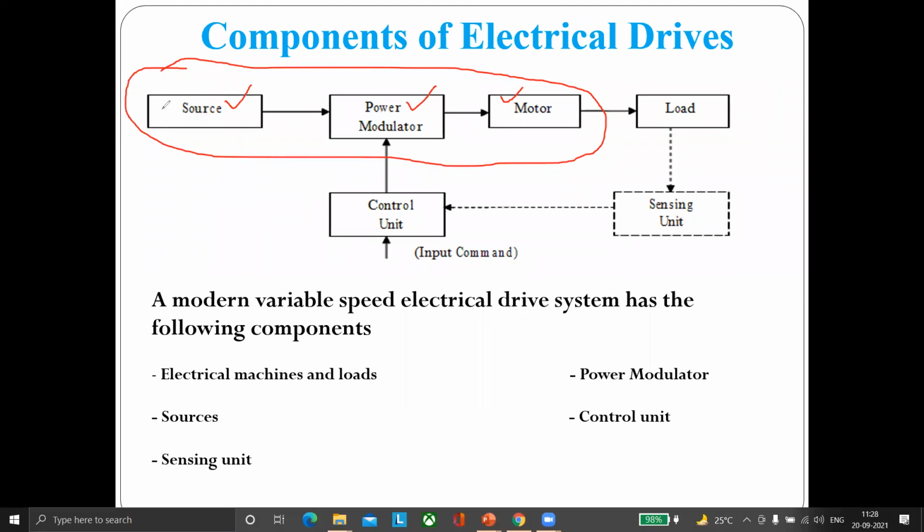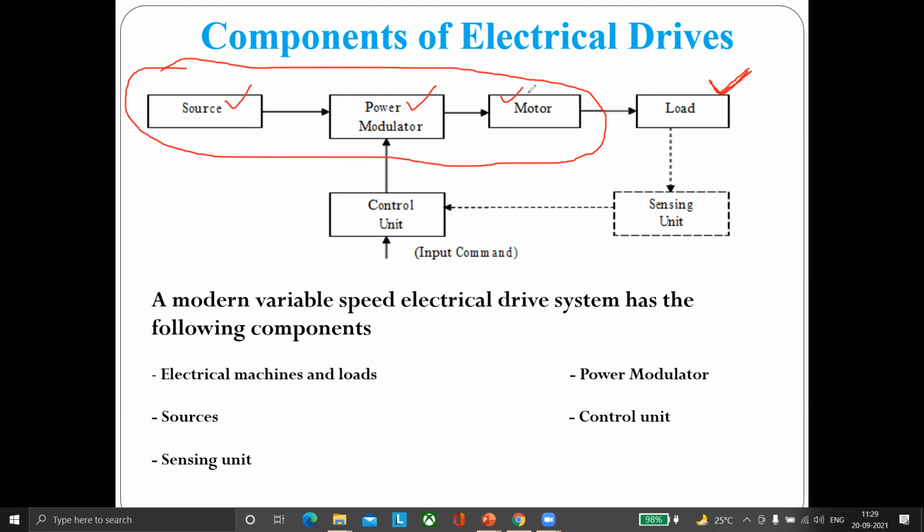This is the total system. Why did we design this system, with electrical supply, power electronic modulator and electrical motor? To control the speed of this load, to control the motion of this load, to control the velocity of this load, because the load may be rotational or translational. If translational, it is velocity; if rotational, it is speed. Is it right or not? So we developed this system, and this system is called a drive.